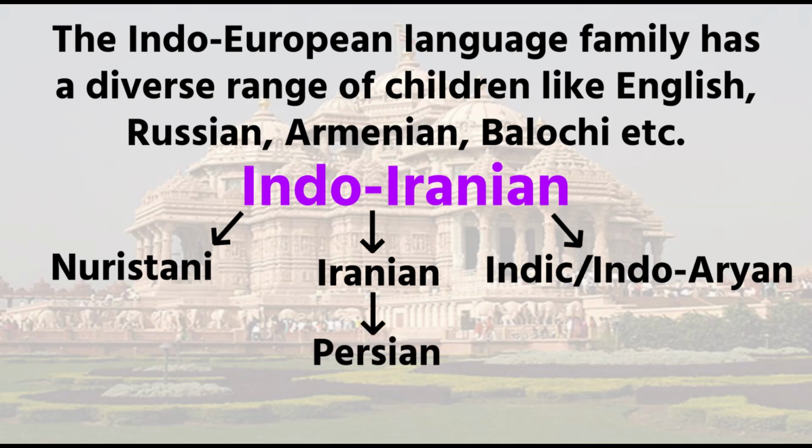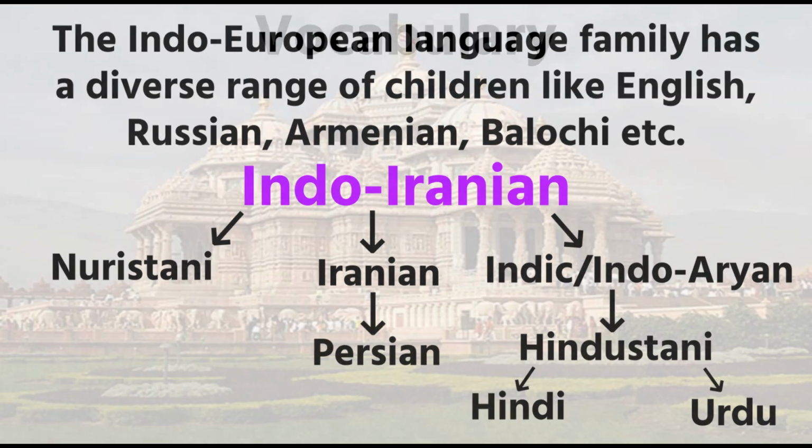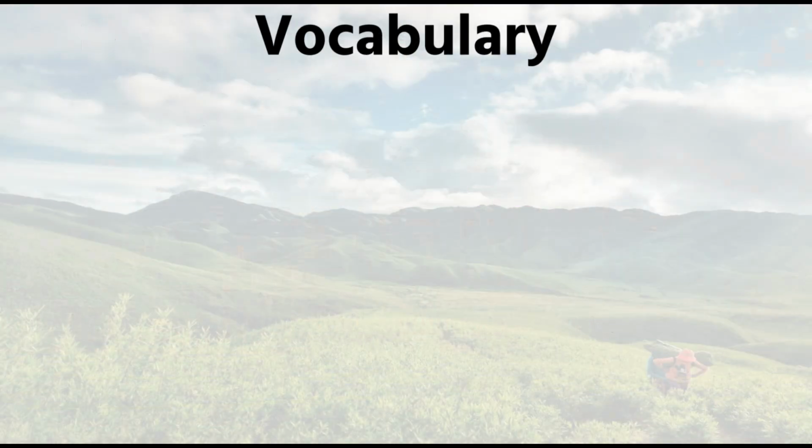Within the Indic or Indo-Aryan family, some languages include Odia, Marathi, and Hindustani, which diverged into two other languages: Standard Hindi, used primarily in India, and Standard Urdu, which is primarily used in Pakistan. In today's video we're going to look at Persian and Standard Hindi, just for simplicity. First, vocabulary. Let's look at a few cognates between these two languages.